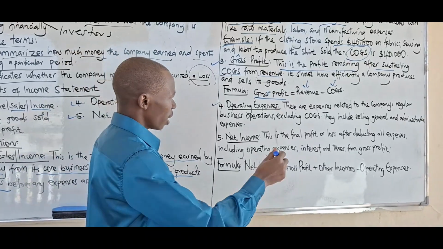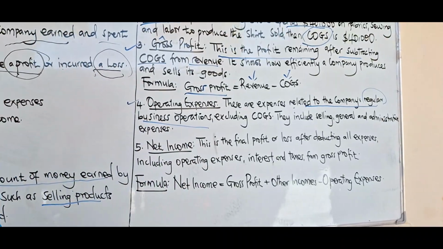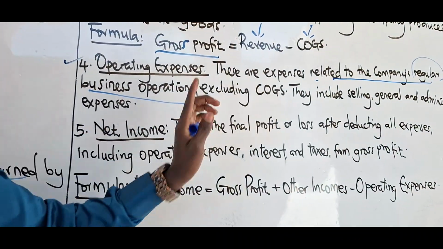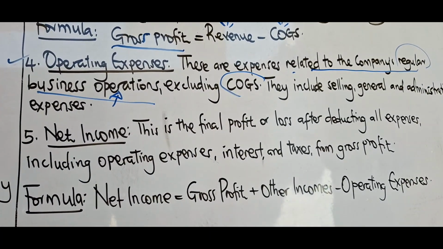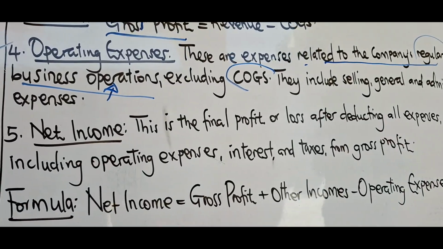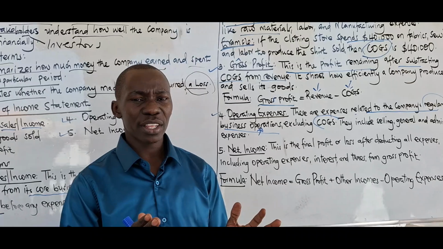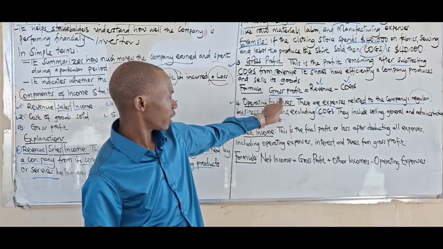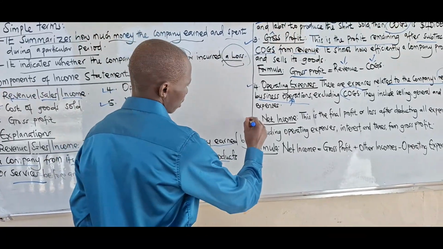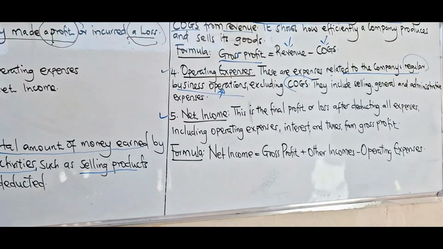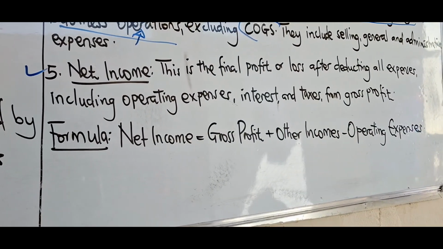That's why we're saying these are related to the company's regular business operations, excluding cost of goods sold, because those are direct. We are talking about indirect expenses, which may include salaries and wages you pay to your workers, transport, water bills, electricity, among others. All those expenses, we shall list them under what we call operating expenses. Then lastly, under our income statement, component number 5 is net income. Some people may call this net profit. This is the final profit.